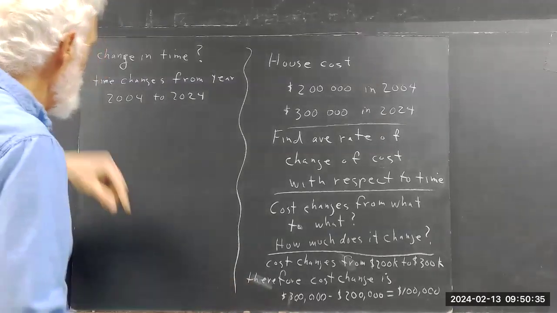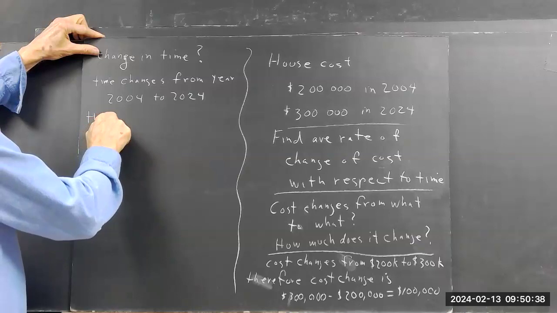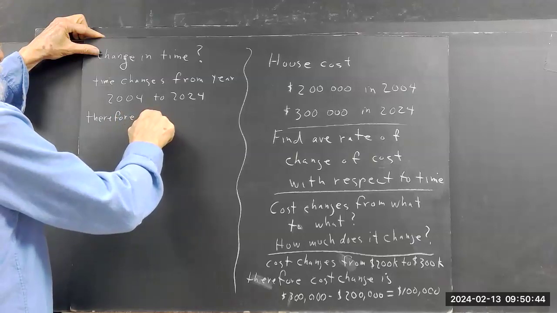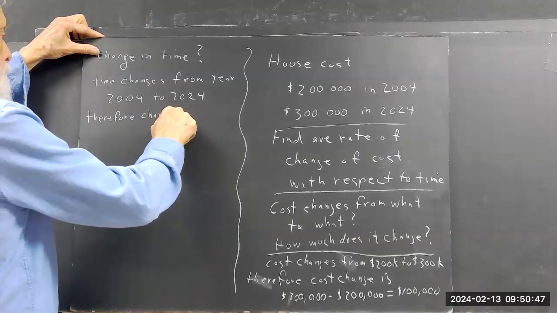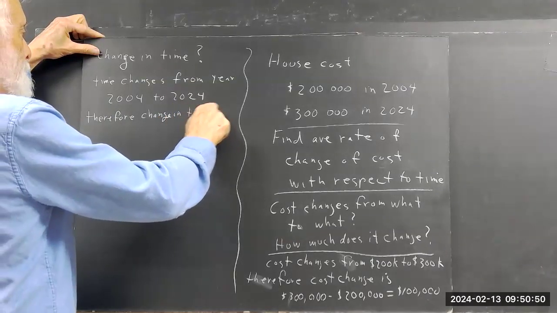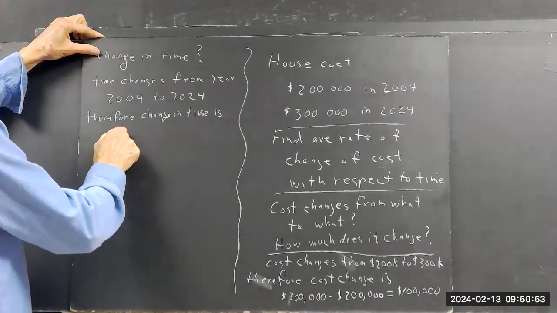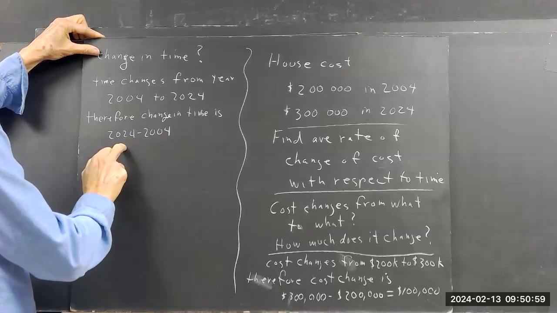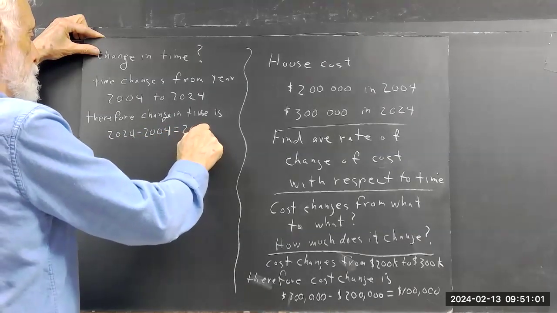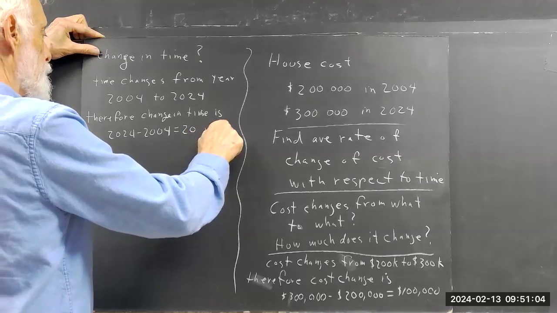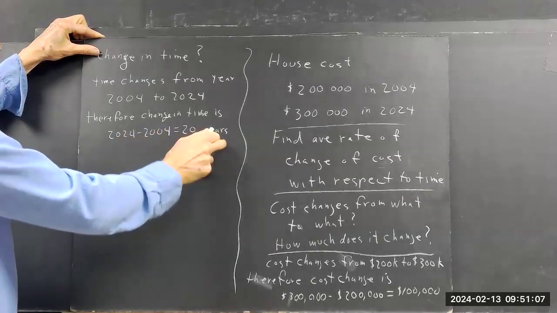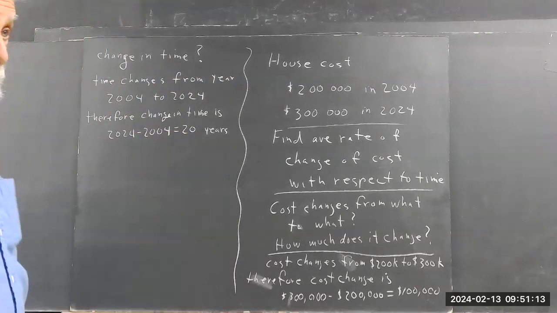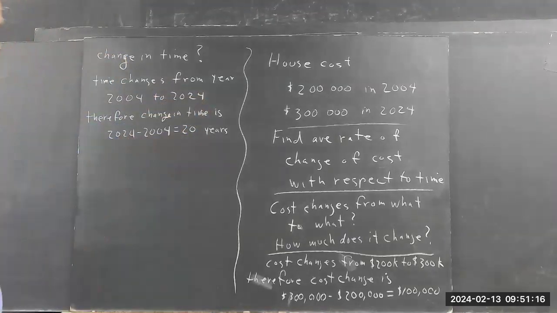I'm going to write out the rest of the logic. Therefore, the change in time is we subtract 2004 from 2024, understanding that these are in years. The change is 20 years. So there's a little more detail here. You immediately got the 20 and got this statement. The rest of the statement is valuable.